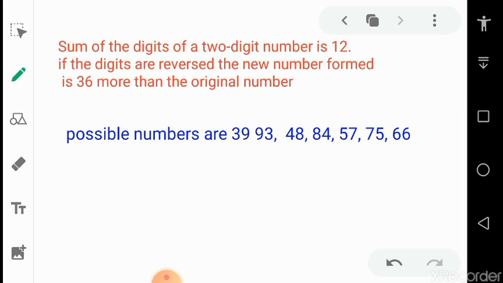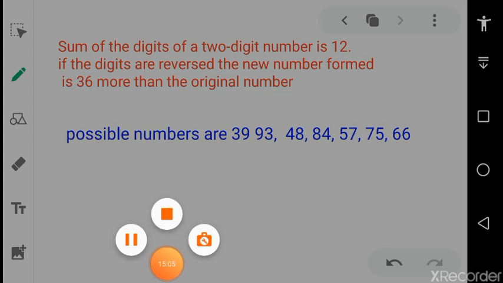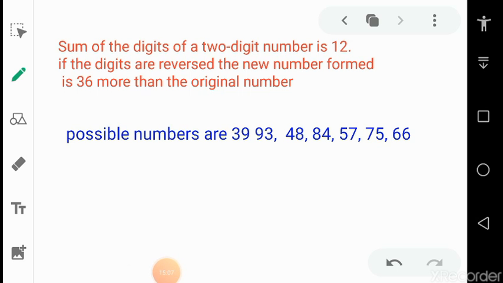So the trick is, first, what is the question? It is about a 2-digit number, and the sum of the digits is 12. Okay, now if the digits are reversed, the new number formed is 36 more than the original number.